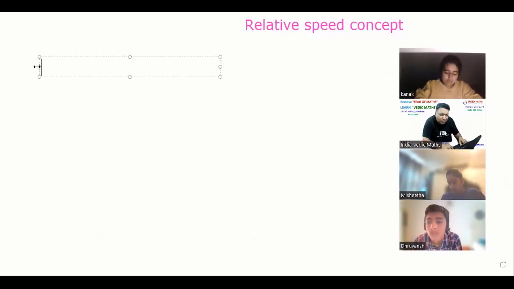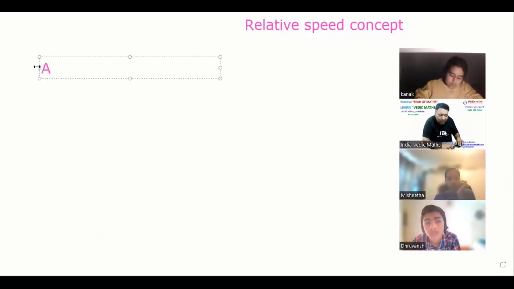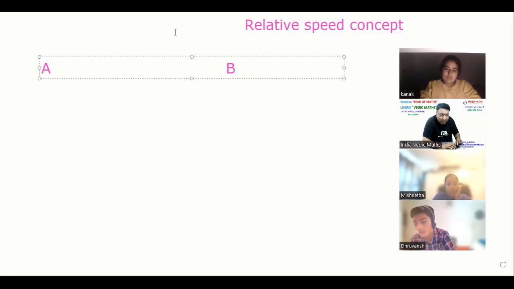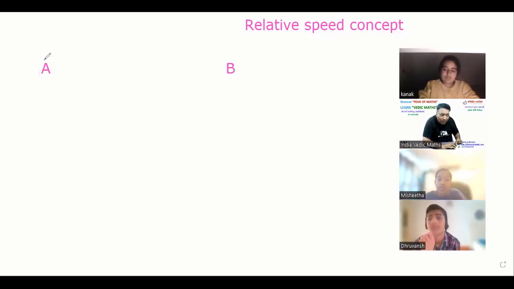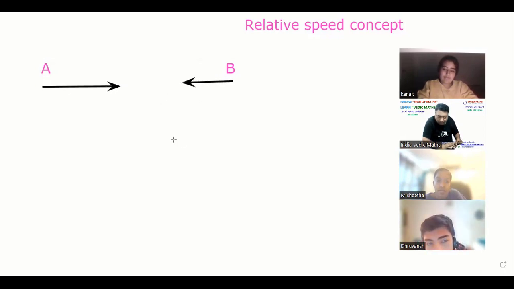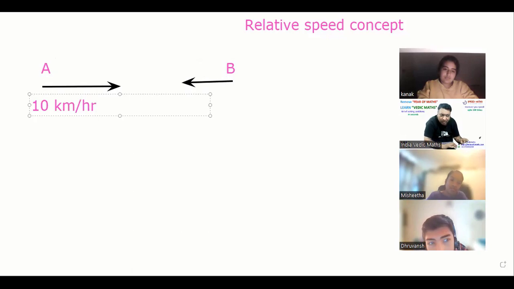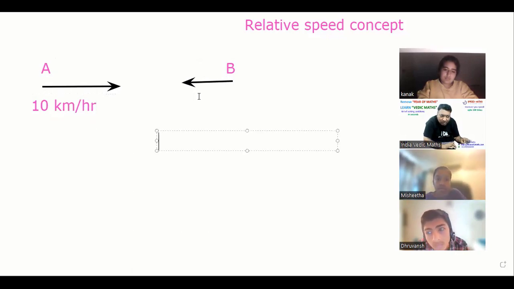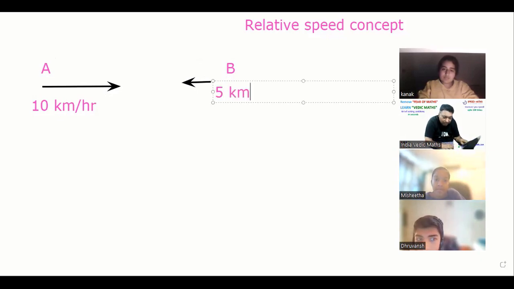Okay, so suppose say object A and suppose say object B. Okay, guys, listen, relative speed concept. Suppose object A is moving towards this direction and B is moving toward this direction. And suppose A is moving with say 10 km per hour speed, and suppose say B is moving at 5 km per hour speed.